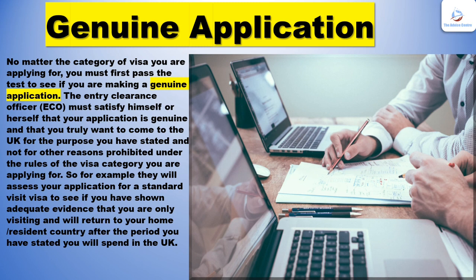The entry clearance officer (ECO) must satisfy himself or herself that your application is genuine and that you truly want to come to the UK for the purpose you have stated and not for other reasons prohibited under the rules of the visa category you are applying for. So for example, they will assess your application for a standard visit visa to see if you have shown adequate evidence that you are only visiting and will return to your home or resident country after the period you have stated you will spend in the UK.